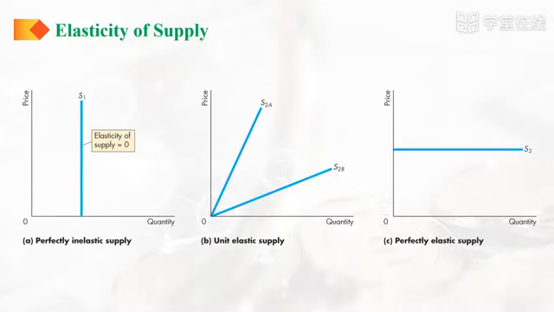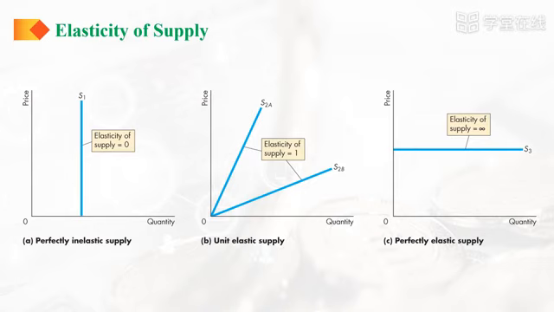This figure shows the range of elasticity of supply. If the quantity supplied is fixed regardless of the price, the supply curve is vertical and the elasticity of supply is zero. Supply is perfectly inelastic. This case is shown in the left chart.